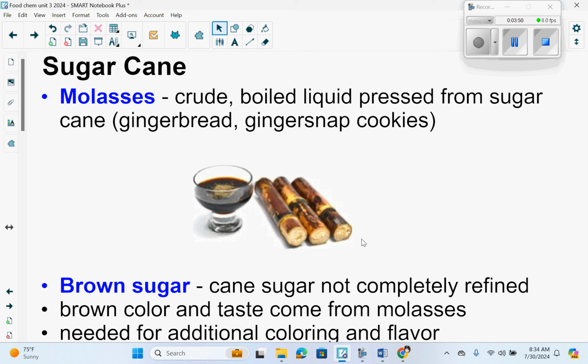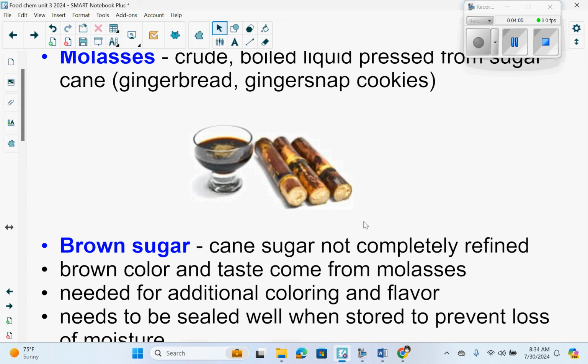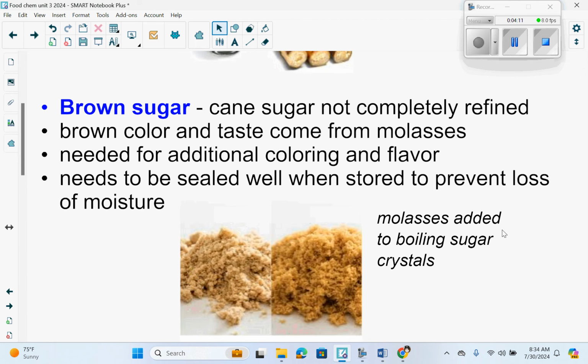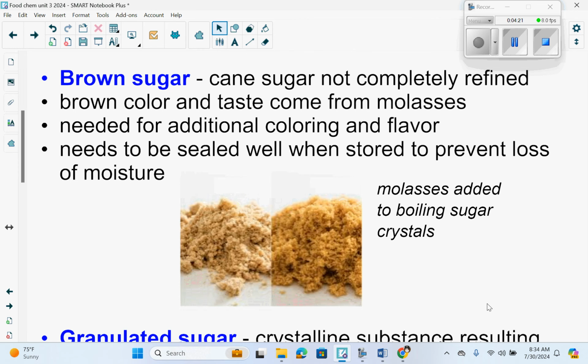Sugarcane. Molasses. This is the crude boiled liquid pressed from sugar cane. So you would find this in recipes for gingerbread or ginger snap cookies. It's this dark liquid that you see right here, and here is sugar cane. Brown sugar is cane sugar not completely refined. It's brown in color, and the taste comes from molasses. It's needed for additional coloring and flavor in recipes, but it does need to be sealed well when stored to prevent loss of moisture. This gets hard right away if you don't seal it, so the moisture leaves rather quickly.